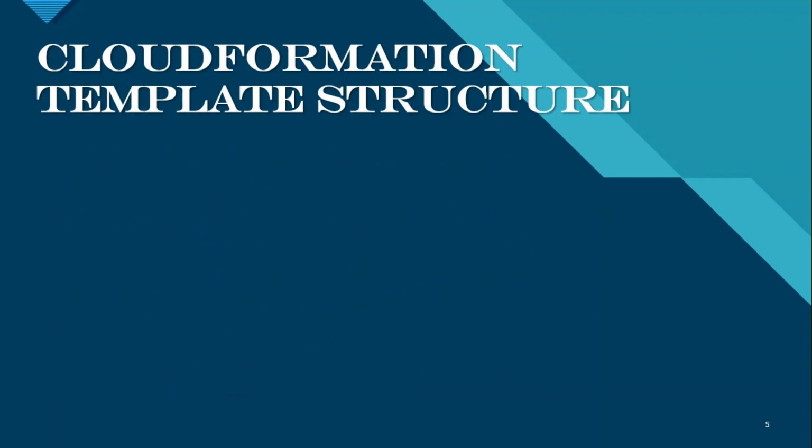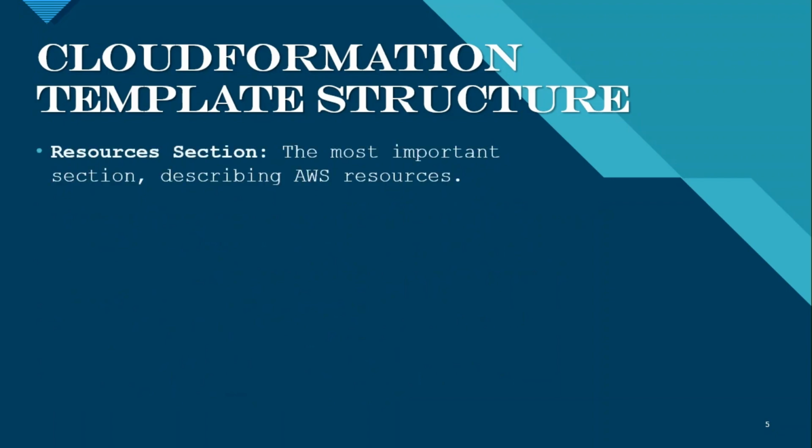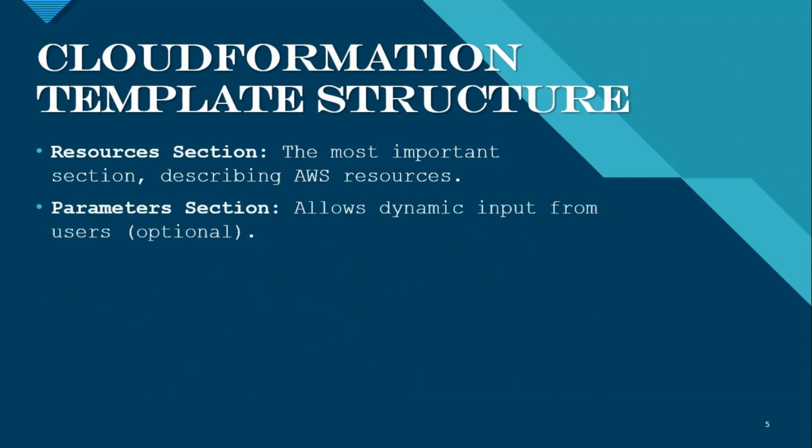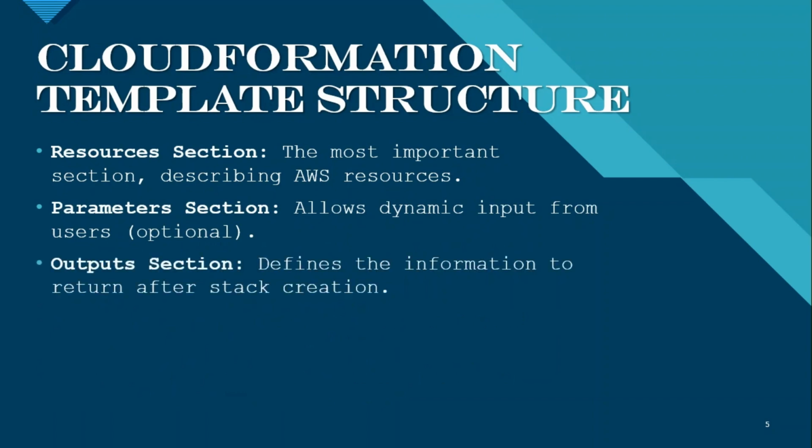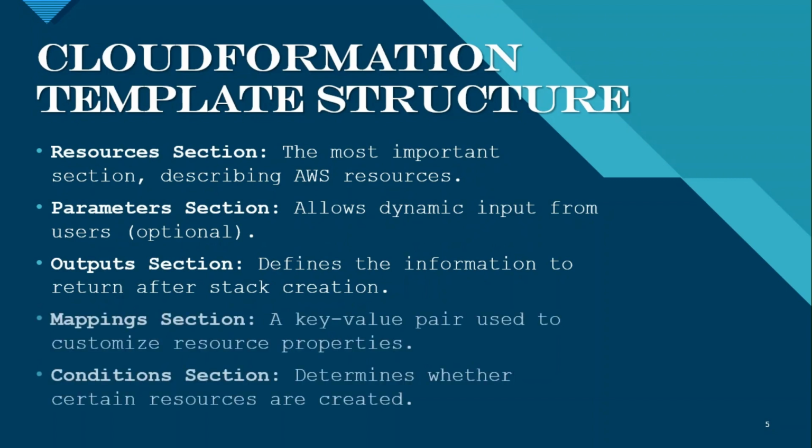Alright, so the CloudFormation template has different sections. Resources is the most important part. It defines the AWS resources. Parameters make it dynamic, so you can give inputs. Outputs return useful information. There are also mappings and conditions to customize and control resource creation. Don't worry, it sounds complex, but once you see an example, it's much easier.